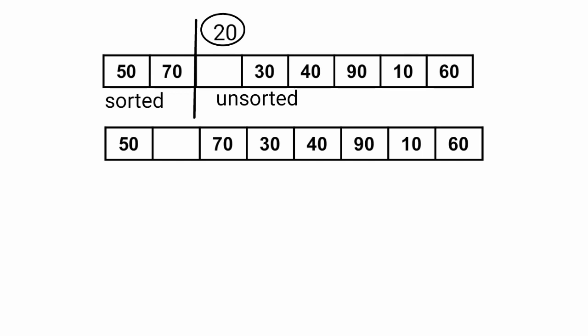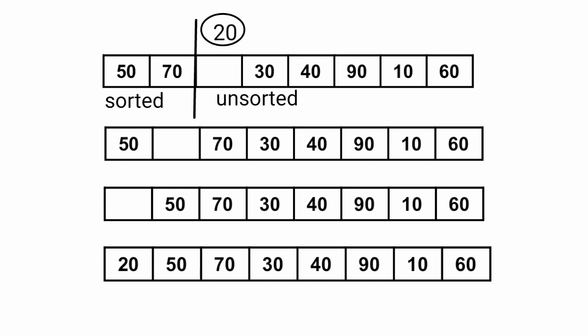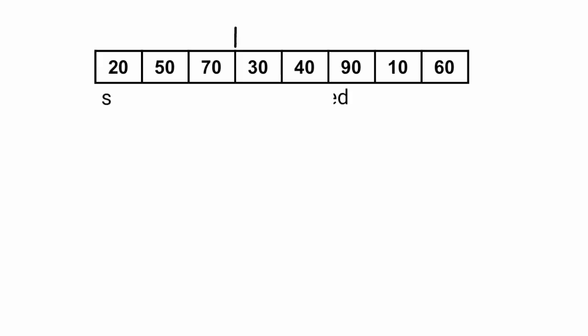Now compare 20 with the next element in the sorted section, which is 50. Again, since 50 is greater than 20, shift 50 one place to the right. And since there are no more elements to compare, 20 can be inserted into the now vacant position. With this, the first three elements form the sorted section and the remaining portion is the unsorted section.